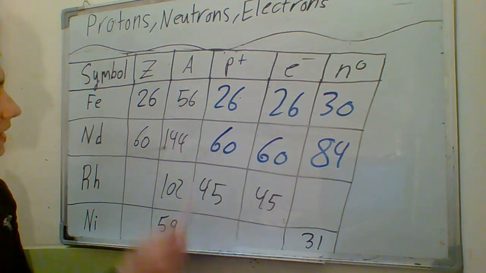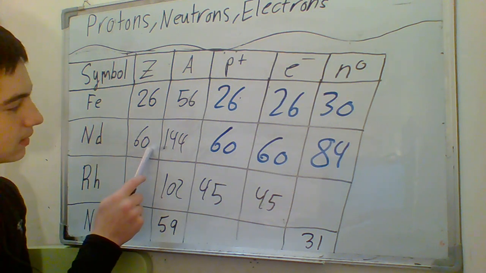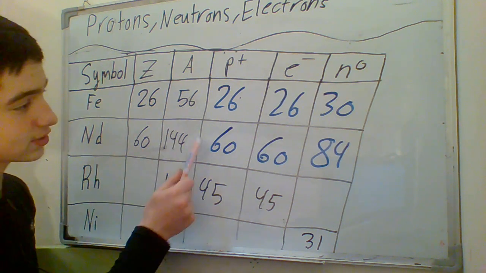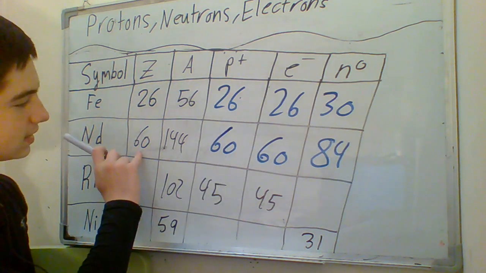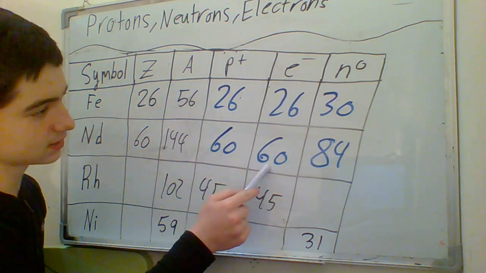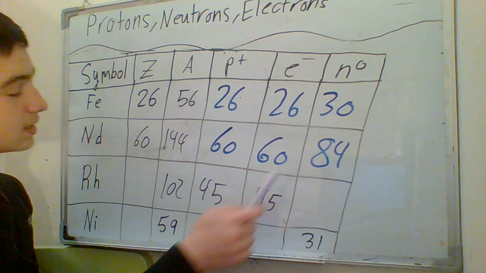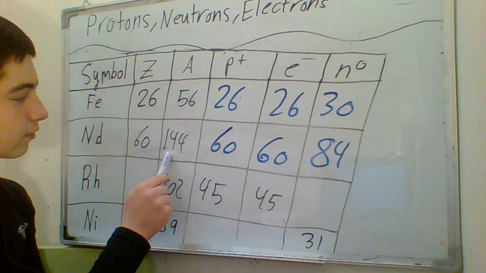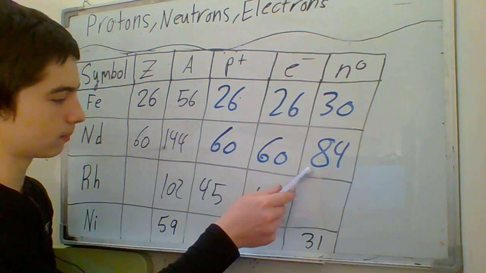Okay, they tell you the atomic number is 60, and the element is neutral. So the atomic number equals the number of protons and electrons. So 60 here, then 60 protons and 60 electrons. What about the number of neutrons? Simply subtract 60 from 144, which equals 84.